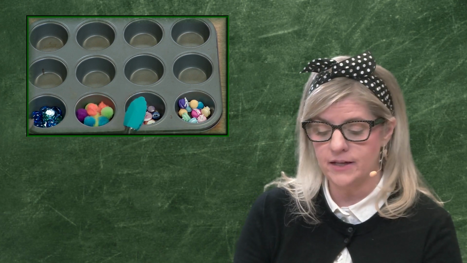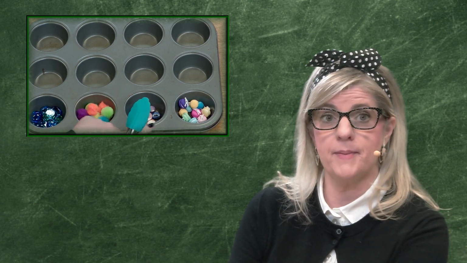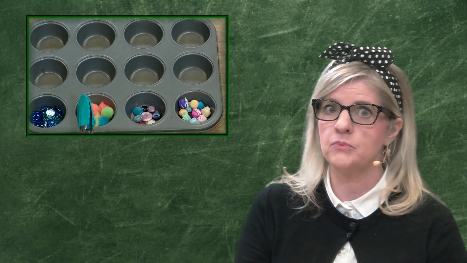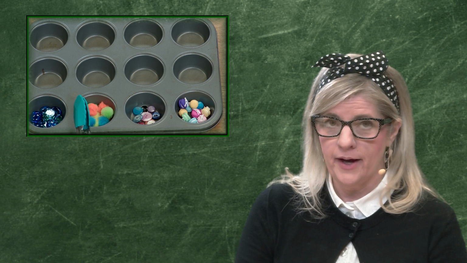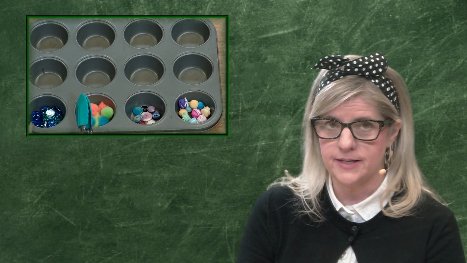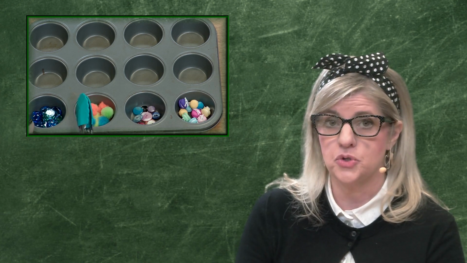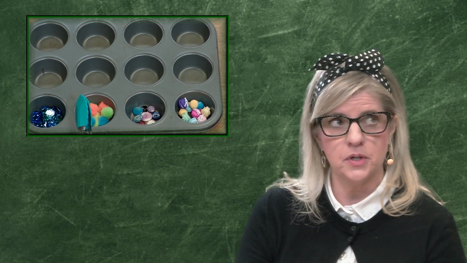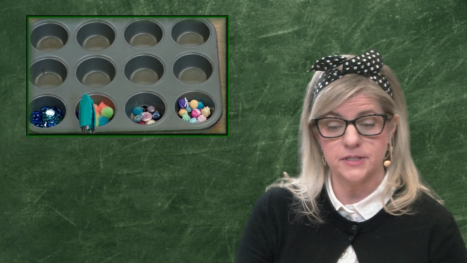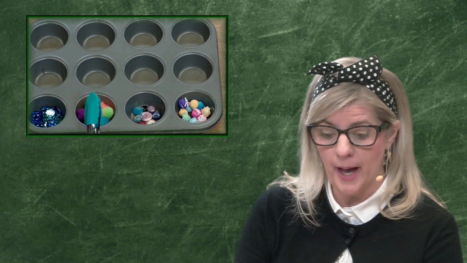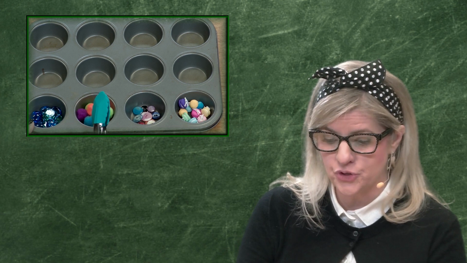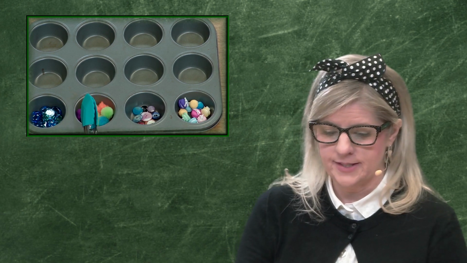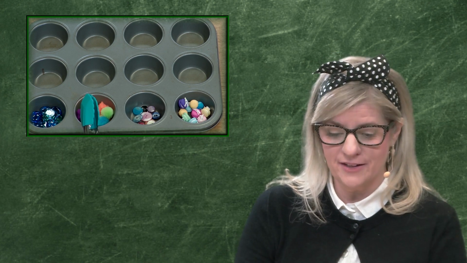I have 10 objects in each of my muffin tins. How many do I have? 10, because I'm working within 10. My goal is to separate these objects into pairs. That means 2. So I need 2 different stacks or piles of glass stones, pom-poms, buttons, or really cute cookies. So let's get started and do this together.